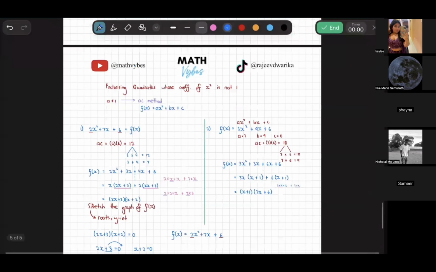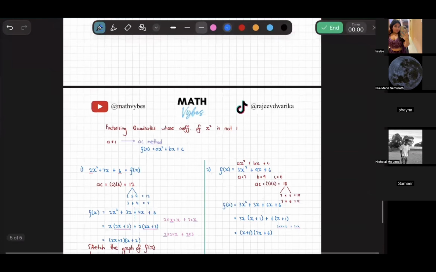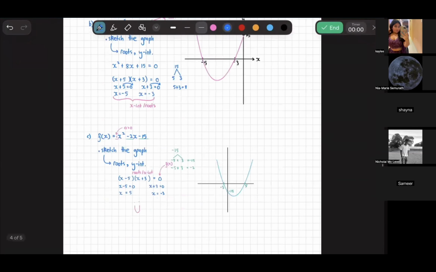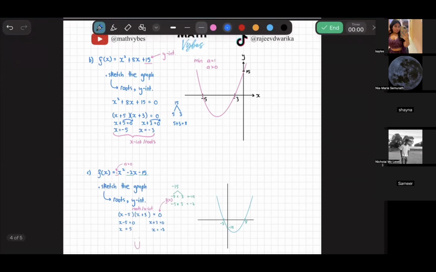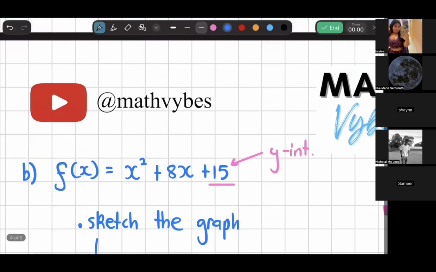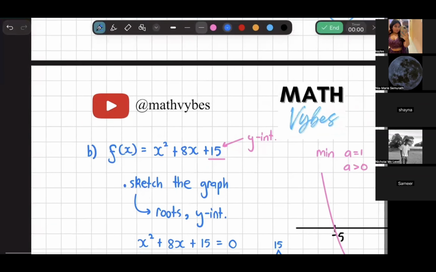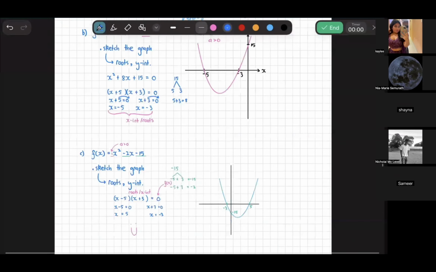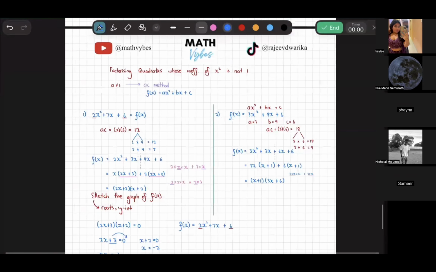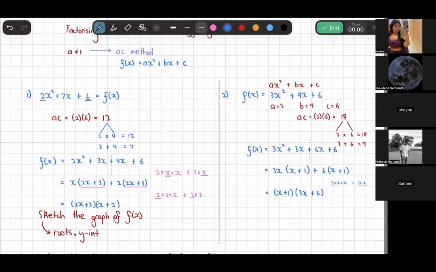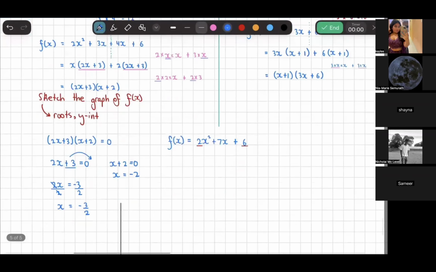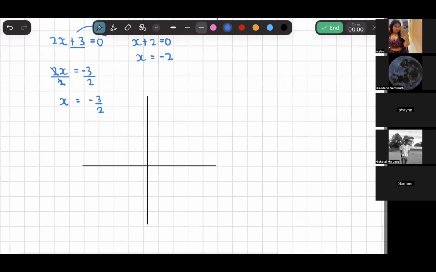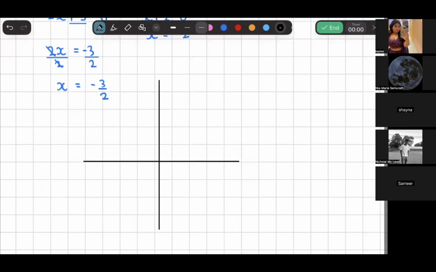Okay, well, you have to use this method if the coefficient for a is not 1. In all the other examples, Christian, the number in front of x squared was just 1. So we could have applied the previous method. But since the coefficient of x squared is not 1, you have to do it like this. So you've got to get accustomed to it.